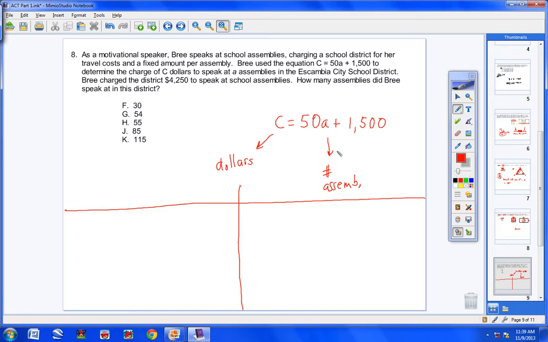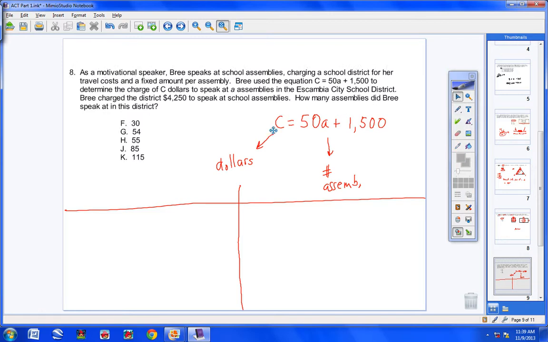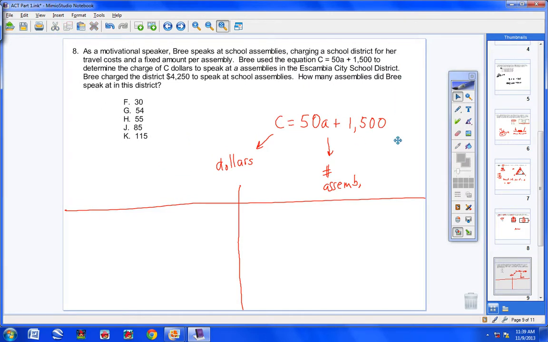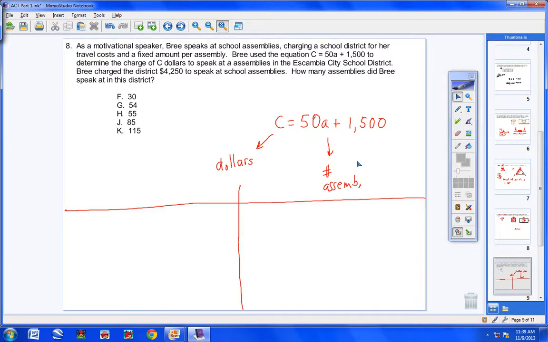Okay, one thing you can do is take the linear equation they gave you, and where the C is, you can substitute 4,250. Are you allowed to do that, Mr. Hart? Yeah, why not? That's how much money she made, and that's what this equation is. It says total dollars and total number of assemblies.